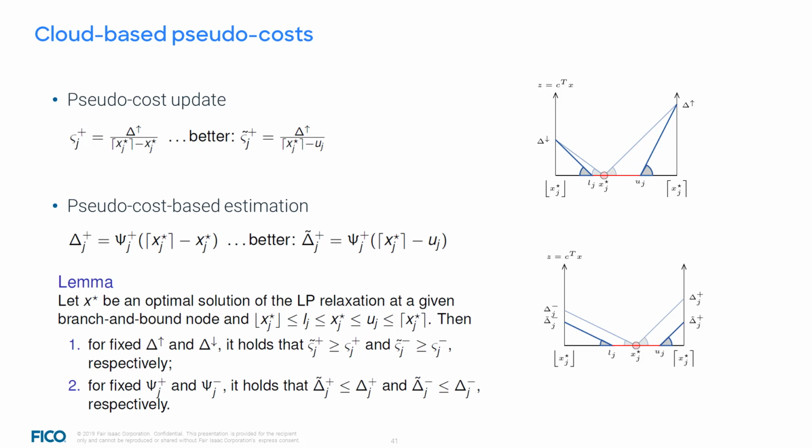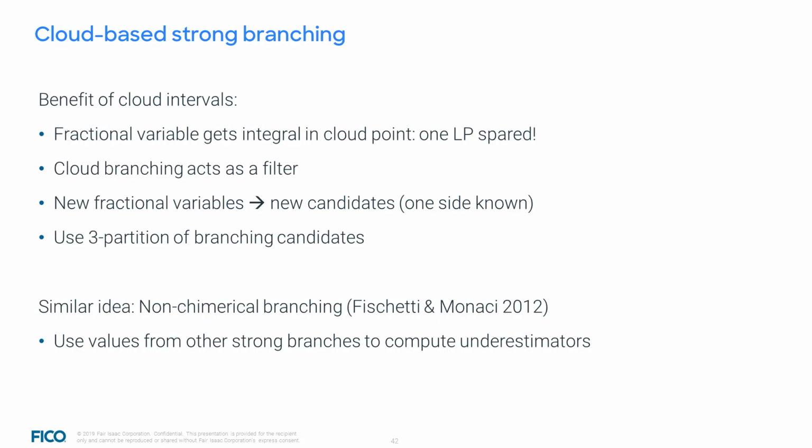One could hope that these two effects cancel out against each other on average, but it can be shown that this is not necessarily the case. Moreover, it was empirically shown that cloud-based pseudo-costs are much better in predicting the actual objective change in the child nodes. A similar procedure can be applied to strong branching.